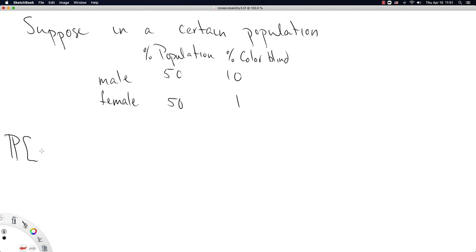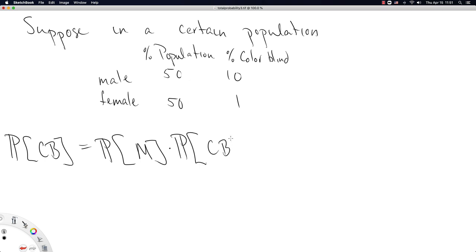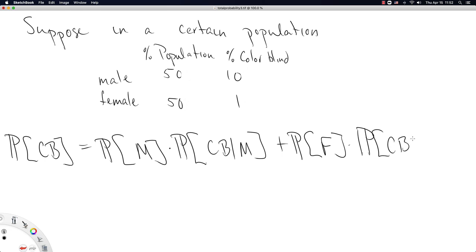So if we are interested in the probability that we obtain by random selection a colorblind individual from this population, we're essentially looking at the probability that you are male times the probability that you're colorblind, given you're male, plus the probability that you're female times the probability that you're colorblind, given that you're female. And I knew to write it out this way because when you interpret colorblind here, you're saying, what's the probability you're colorblind given that you're a male individual? Or alternatively, what's the probability you're colorblind given that you're a female individual in this population?